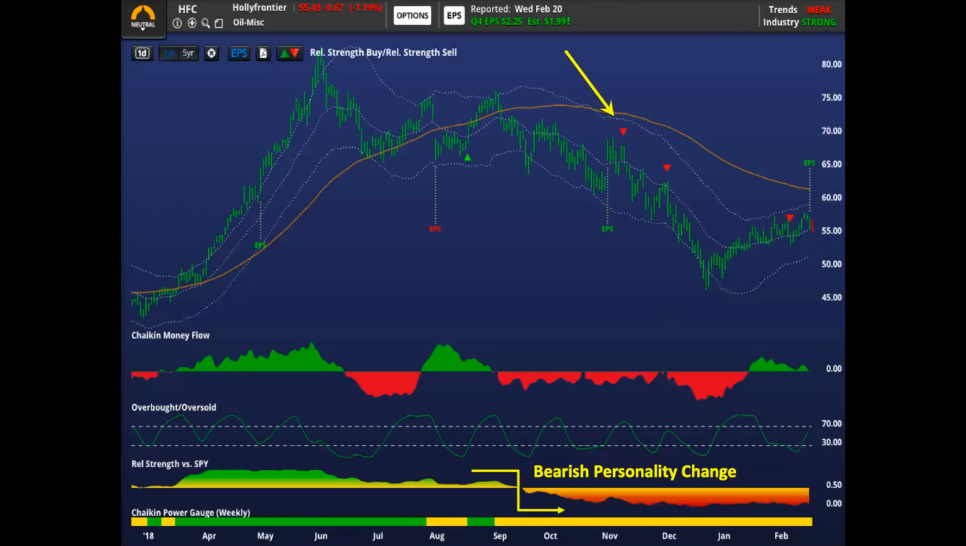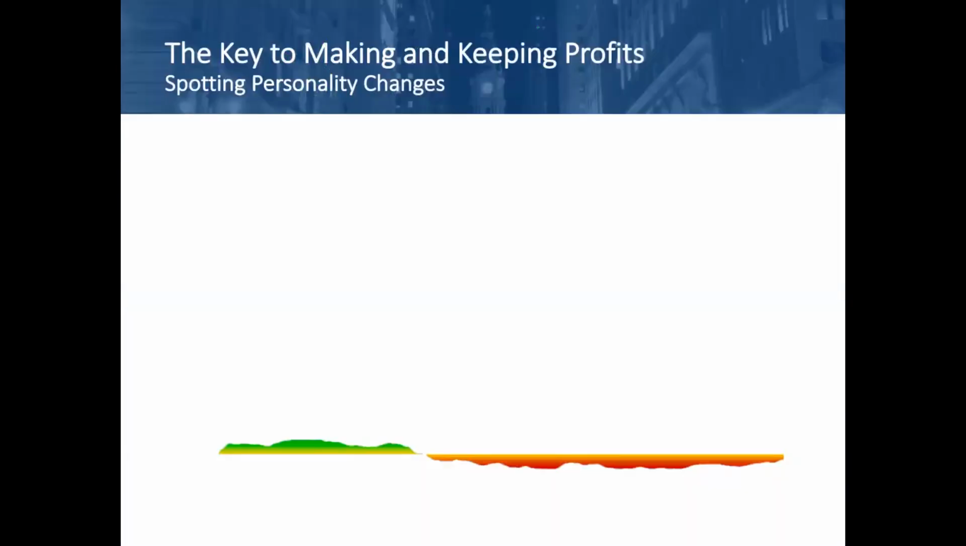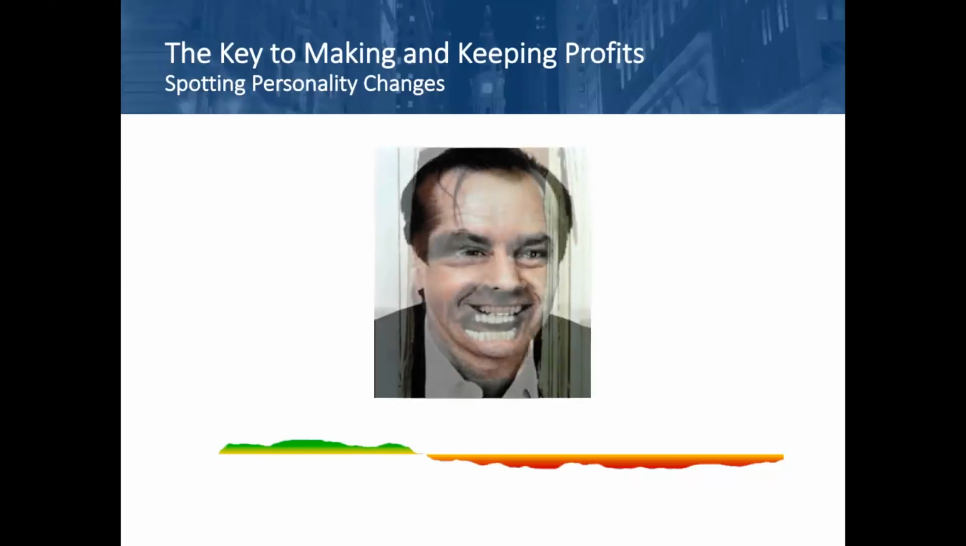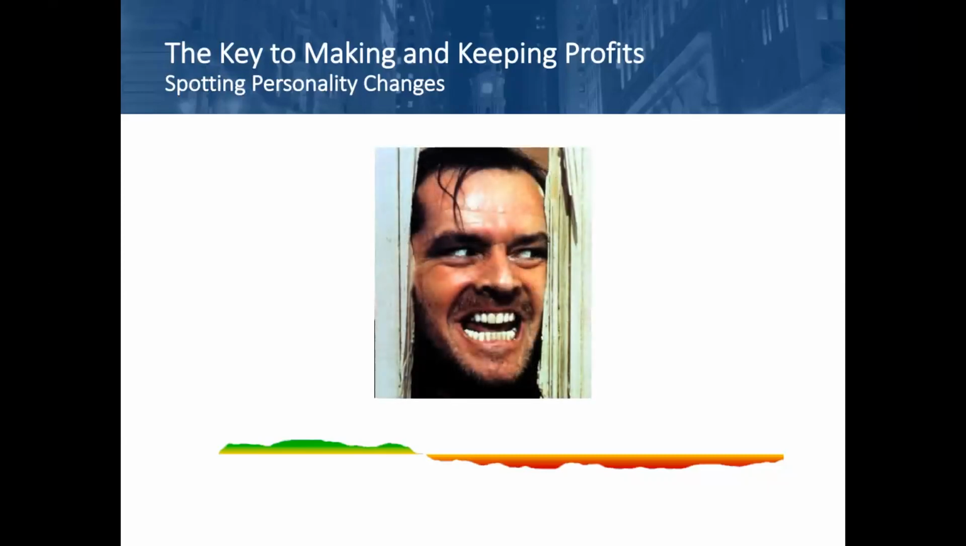It helps you avoid putting your feet in cement because we were bullish on the refining stocks, on Marathon, on Valero, on Holly Frontier, on Phillips 66. But when they start underperforming the market, you've got to be flexible. So the key to making and keeping profits for me has always been that flexibility, spotting personality changes ahead of Wall Street analysts, ahead of the rest of the world.